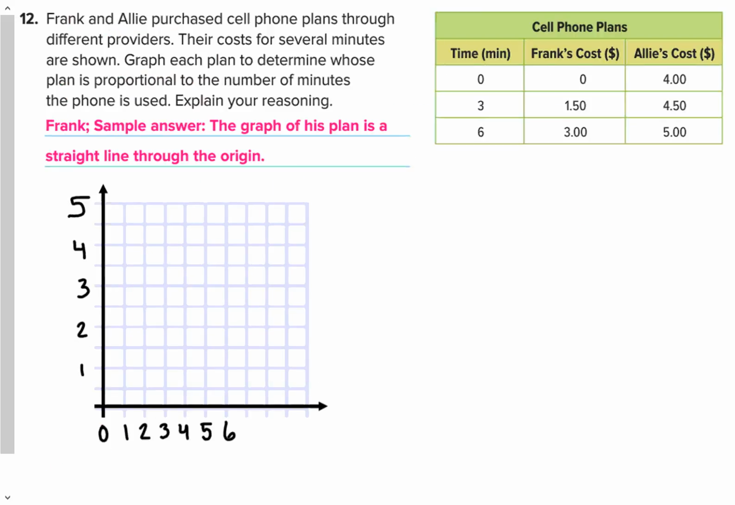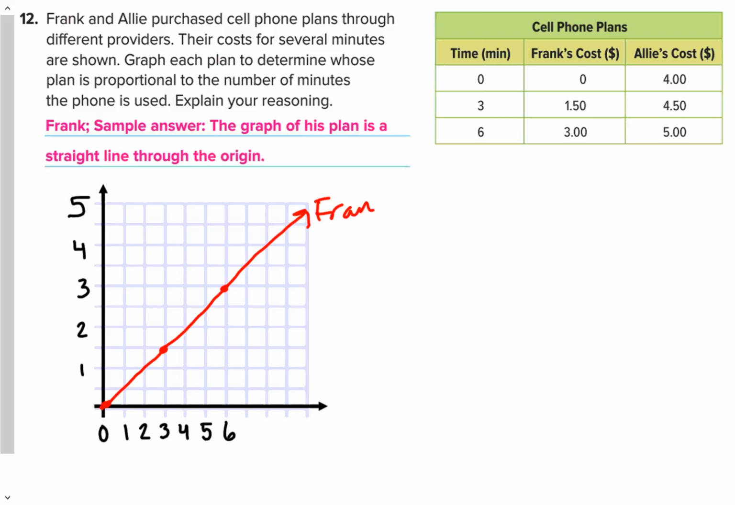Here's example number 12. Frank and Allie purchase cell phone plans through different providers. Their costs for several minutes are shown. Graph each plan to determine whose plan is proportional to the number of minutes the phone is being used and explain your reasoning. So I'm going to go ahead and start with Frank. Frank starts at 0, 0. Then it goes to 3, $1.50. And then at 6, it goes to $3. So you'll notice Frank already has a straight line starting from the origin.